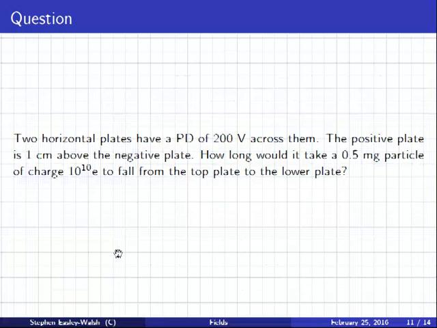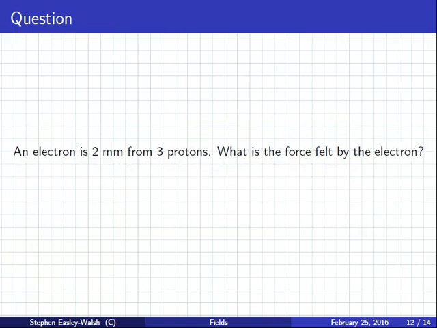Okay, next example. Okay, so write this one down. I'll let you try this one before I do it. It's easier than the last one. See if you can do it. So you have three protons, and then there's an electron that's 2 millimeters away.